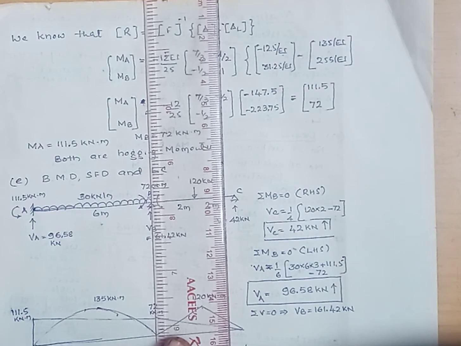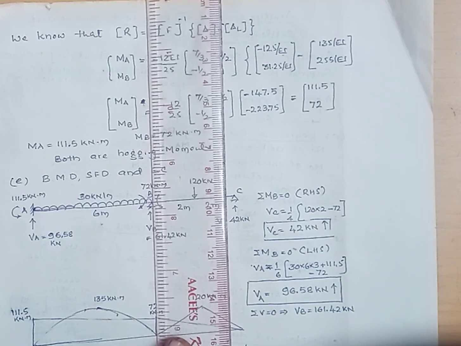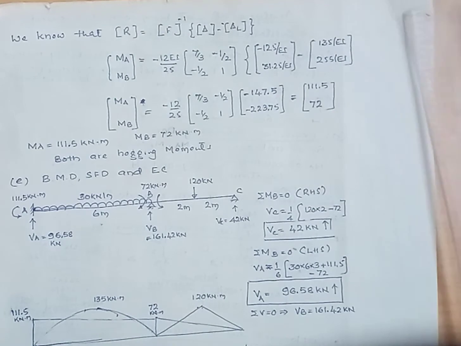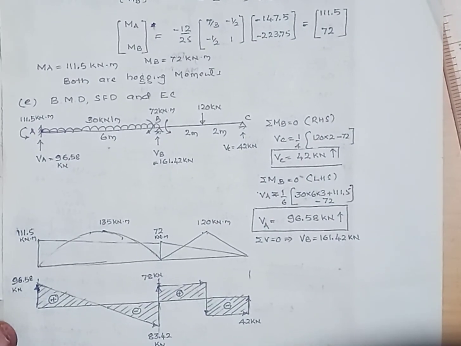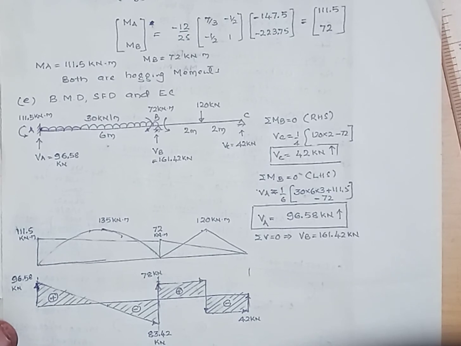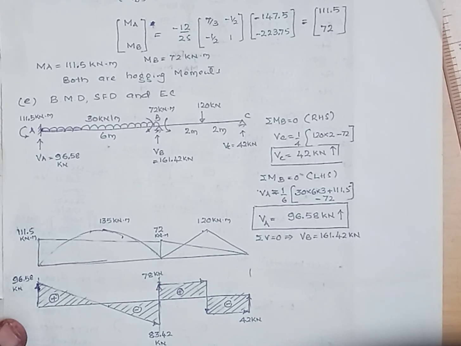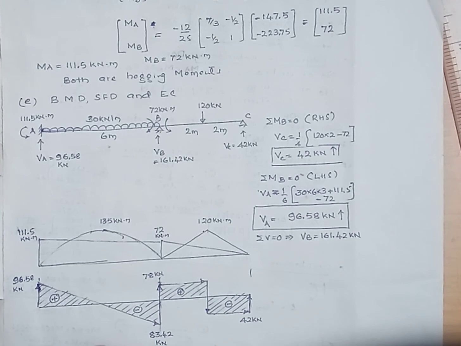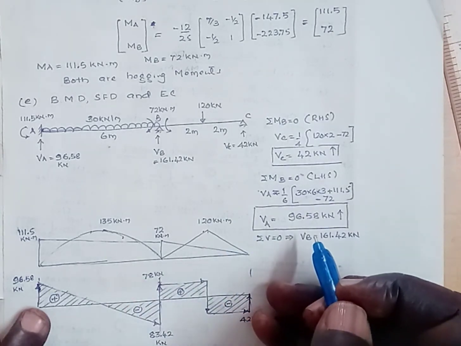Then by applying another equilibrium equation, summation V equals 0, we will get the support reaction at the middle support B, Vb equals 161.42 kilonewton. Now we can easily draw the bending moment diagram and shear force diagram after getting the values of the support reactions.